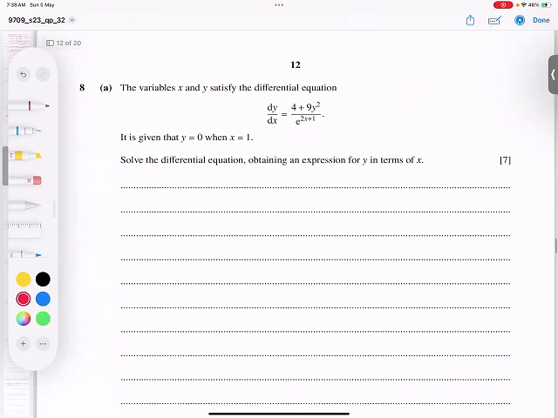Next question. He's saying that this differential equation is given, and this pair of values is given. These are called initial conditions. Solve the differential equation and make y in terms of x. So the main target is to make y the subject. It means we have to keep y alone on the left-hand side. So first of all, I will do cross multiply. Cross multiply, you know it very well.